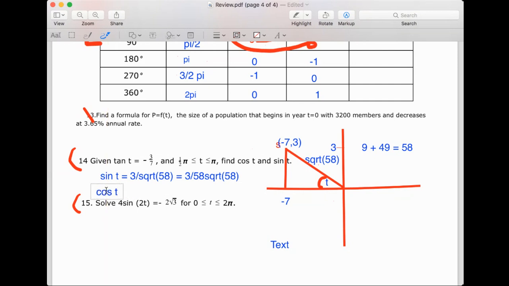So cosine t equals, we use the definition again, adjacent side, which is -7, divided by square root of 58. Well, if we rationalize this, because usually we don't want the denominator to be an irrational number, then it's -7 over 58 times square root of 58.